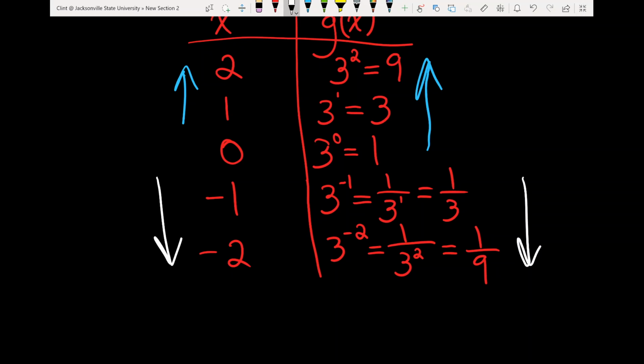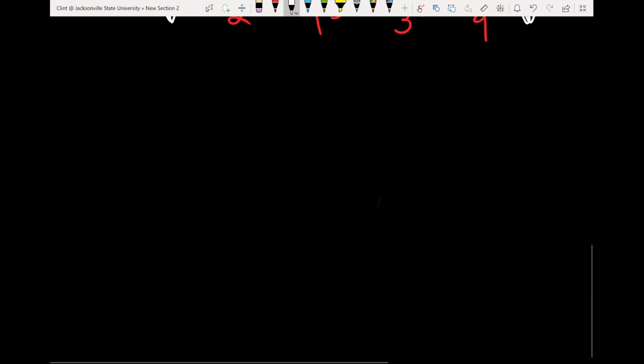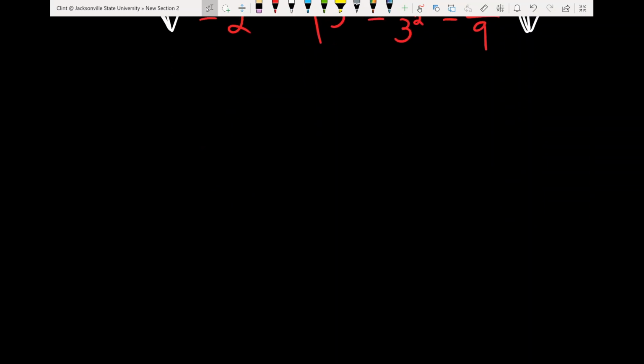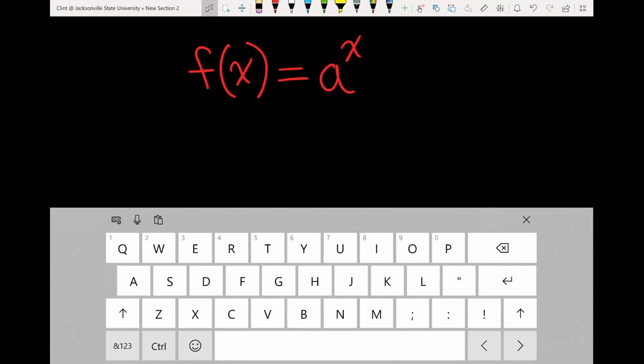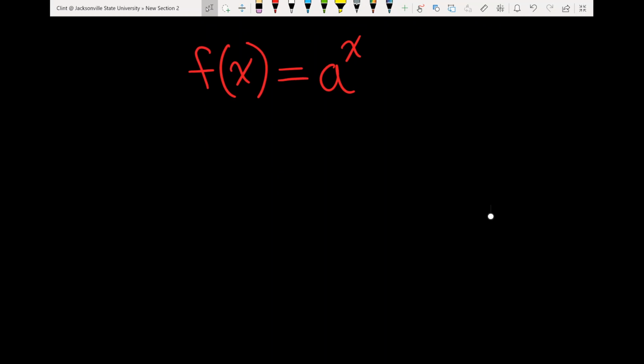Okay, so that gives us a general idea of what these graphs are going to look like. Just in general, if we have something like this, if we just have f of x is a to the x power, well, what's that going to look like? We had this example where we used a base of 3.